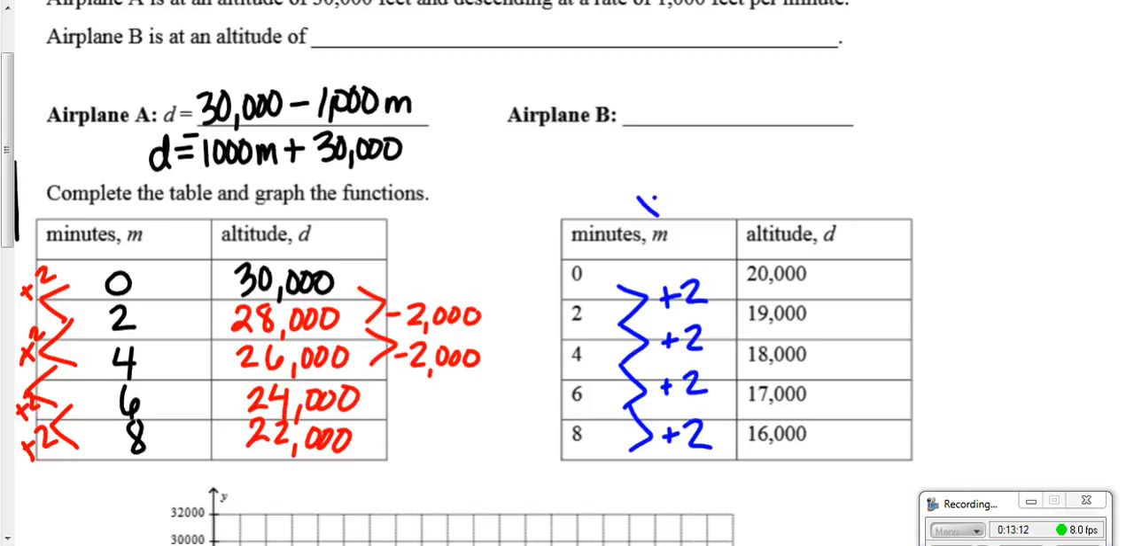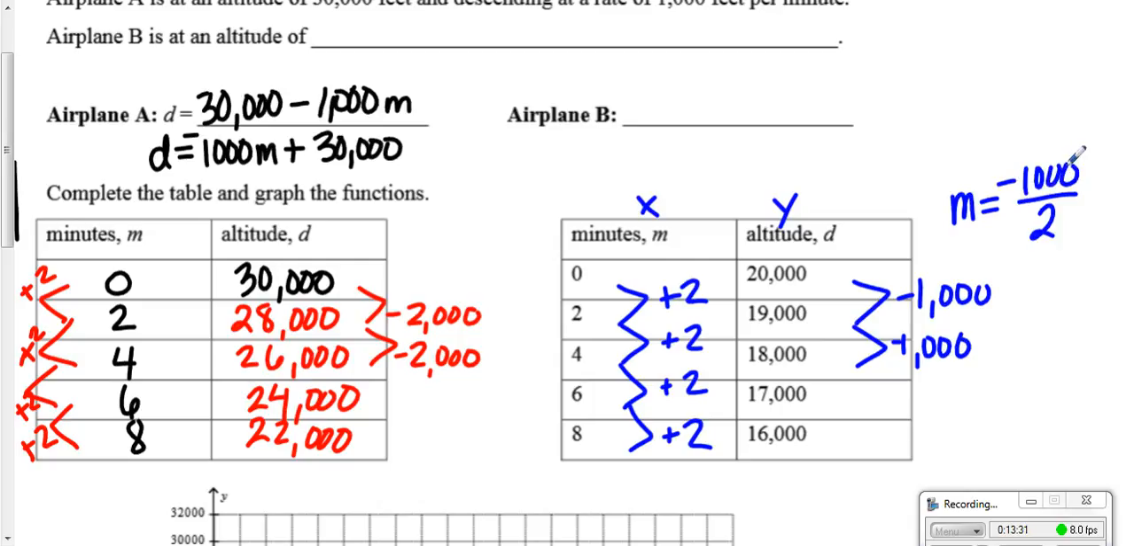Okay. Again, remember we go x, y. If I'm talking about my slope, to create my slope equation, my denominator is 2. My altitude is decreasing by 1,000. So every 2 minutes, airplane B is decreasing by 1,000. Okay, and I see that is constant all the way down. So this is my slope.